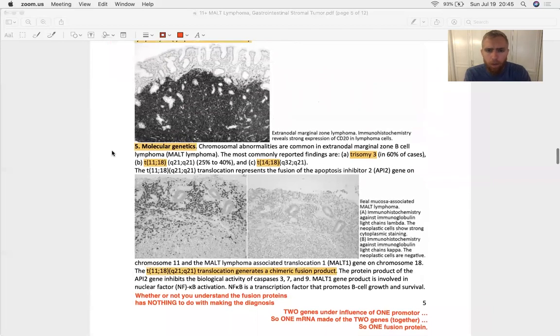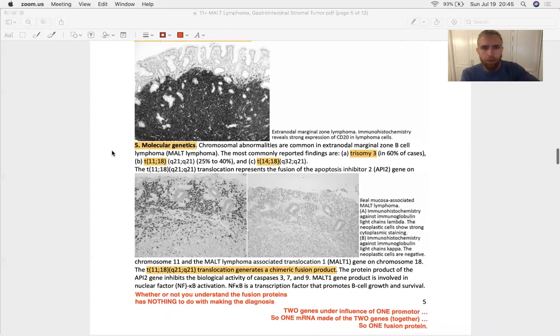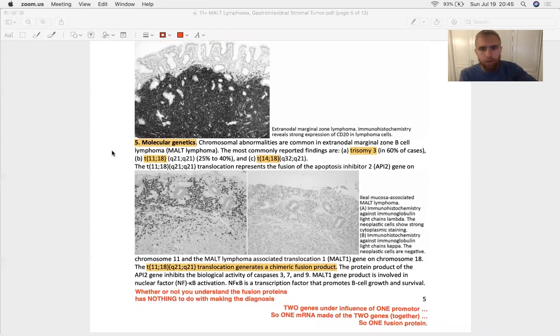Here's a photo of an extranodal marginal zone lymphoma revealing strong expression of CD20. I mean, you look at this whole thing and it's nothing but lymphocytes. That's a huge proliferation of lymphocytes. So along with a couple of key symptoms, then you're thinking lymphoma.